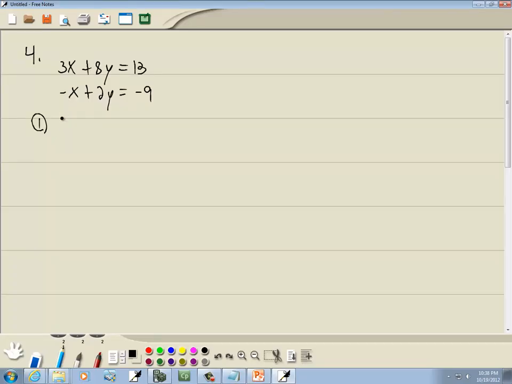Well, substitution. We pick one of the equations to work with, and we solve for one of the variables. It doesn't matter which one. I'll pick the second equation. So I got negative x plus 2y is equal to negative 9. So we want to solve one of the equations for one of the variables. Probably the easiest one to solve for here is x. So I'm going to take the negative x to the right side, and I'll take negative 9 to the left side. So we got 2y plus 9 is equal to x.